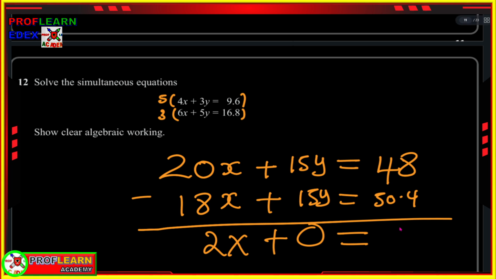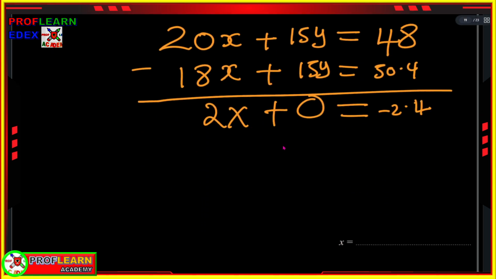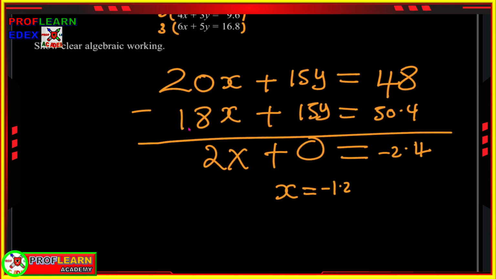That becomes negative 2.4. And of course this becomes x is equal to negative 1.2. For us to get the value of y, we are going to substitute in one of the equations the value of x that we have gotten.